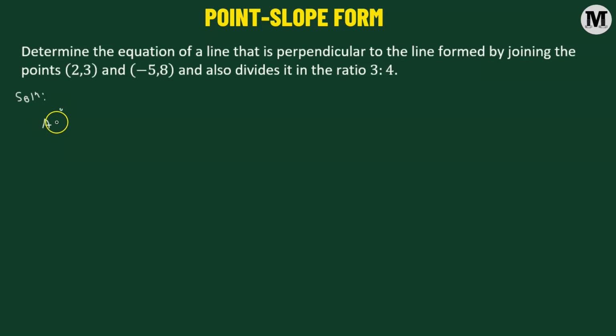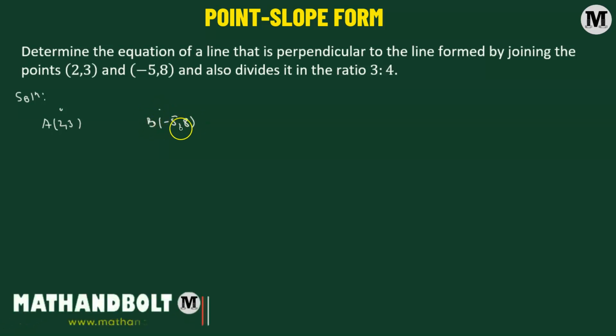Point A has the coordinates (2, 3). We have another point B having the coordinates (-5, 8). Fine. Now, let's join point A and point B with the help of a straight line.